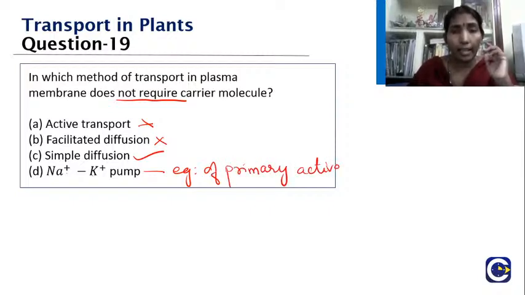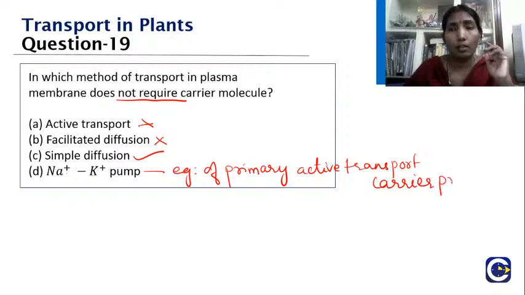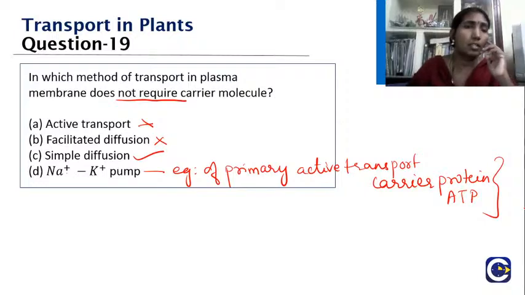Okay, so where it requires a carrier protein as well as ATP. So these two things are a must here.